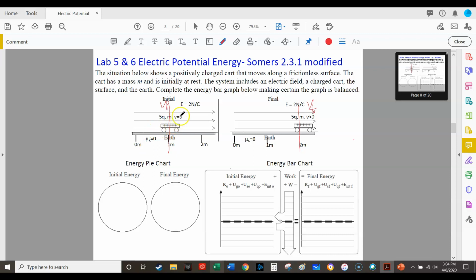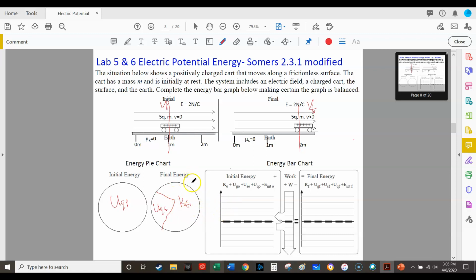It's not moving initially, and in the end, it is moving. All right. So let's go ahead and just say it's got an initial potential energy due to electricity. And in the end, since it is moving, and since that voltage is decreasing as we're moving to the right, we're going to be at a lower potential energy due to electricity. And the object is going to have some type of speed.